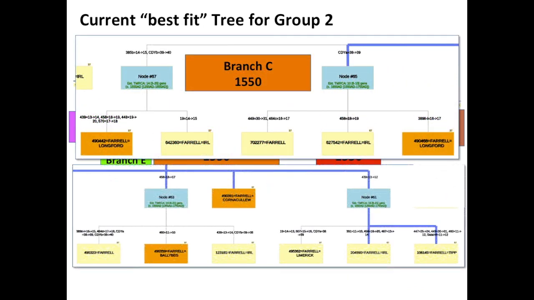Branch C is in two parts. Now we're getting some differentiation. This is all going back to 1550, but this is the person here who has the pedigree that goes back to 1640. So he's actually in branch C. And does that 1640 pedigree go back to O'Farrell Bone? Does it go back to O'Farrell Bui?